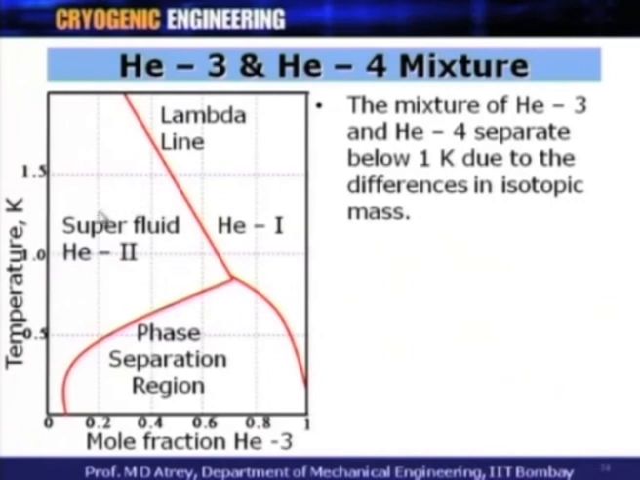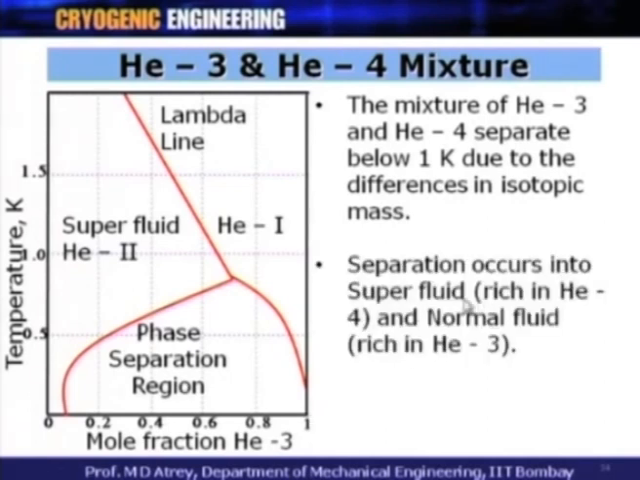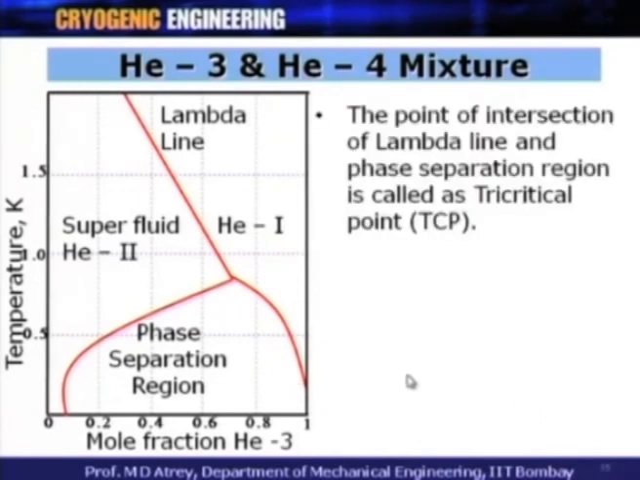At this particular temperature, what I will have is superfluid helium 2, but that is of helium 4. The other end will be completely helium 3. So, here you can see the phase separation happening. One is superfluid helium 2 and the other one is helium 3. The separation is occurring into a superfluid, which is rich in helium 4, or practically all helium 4, and a normal fluid rich in helium 3. This is normal helium 3 right now, almost 100% rich in helium 3. These are very important aspects.